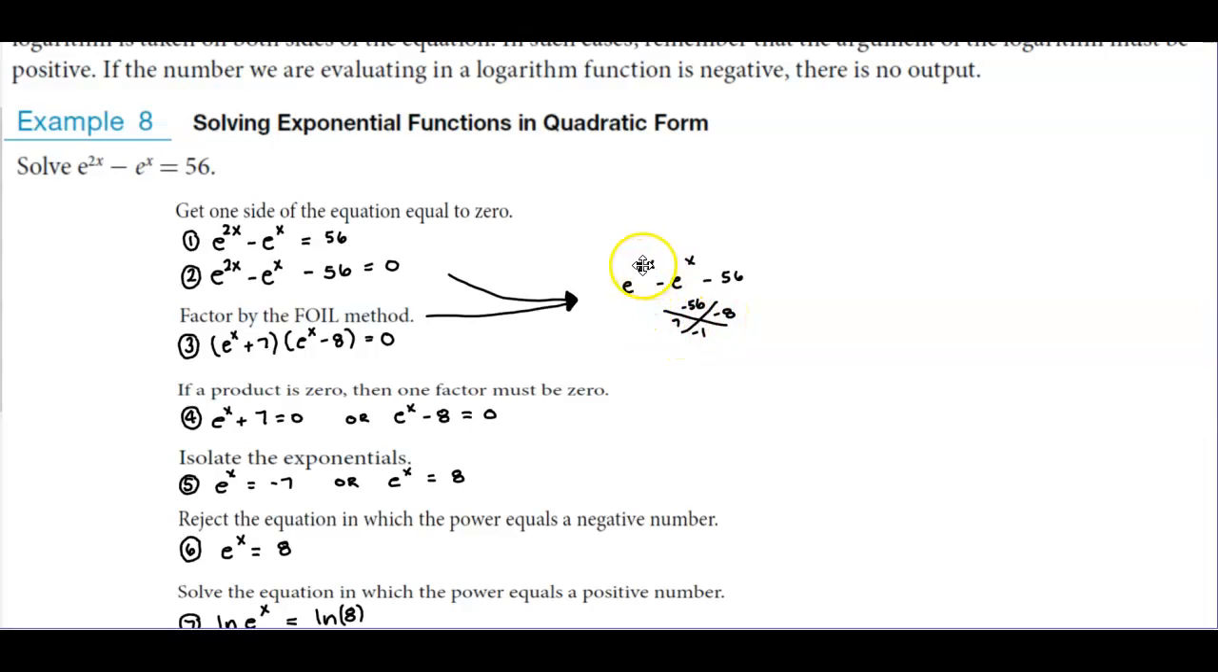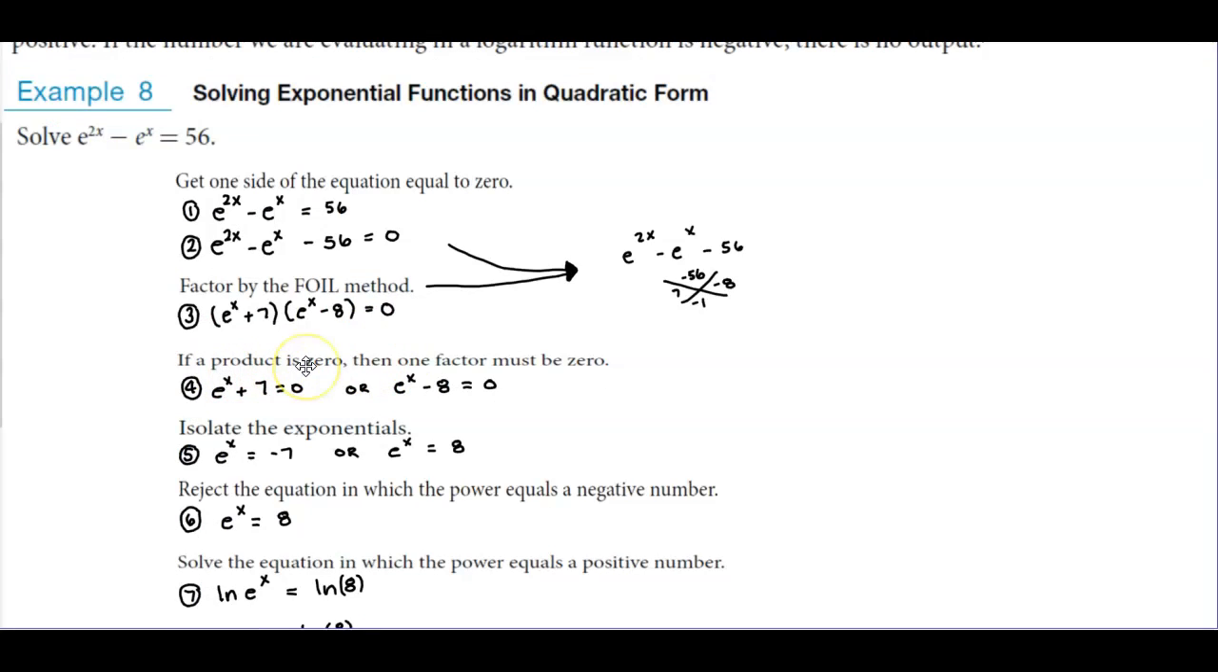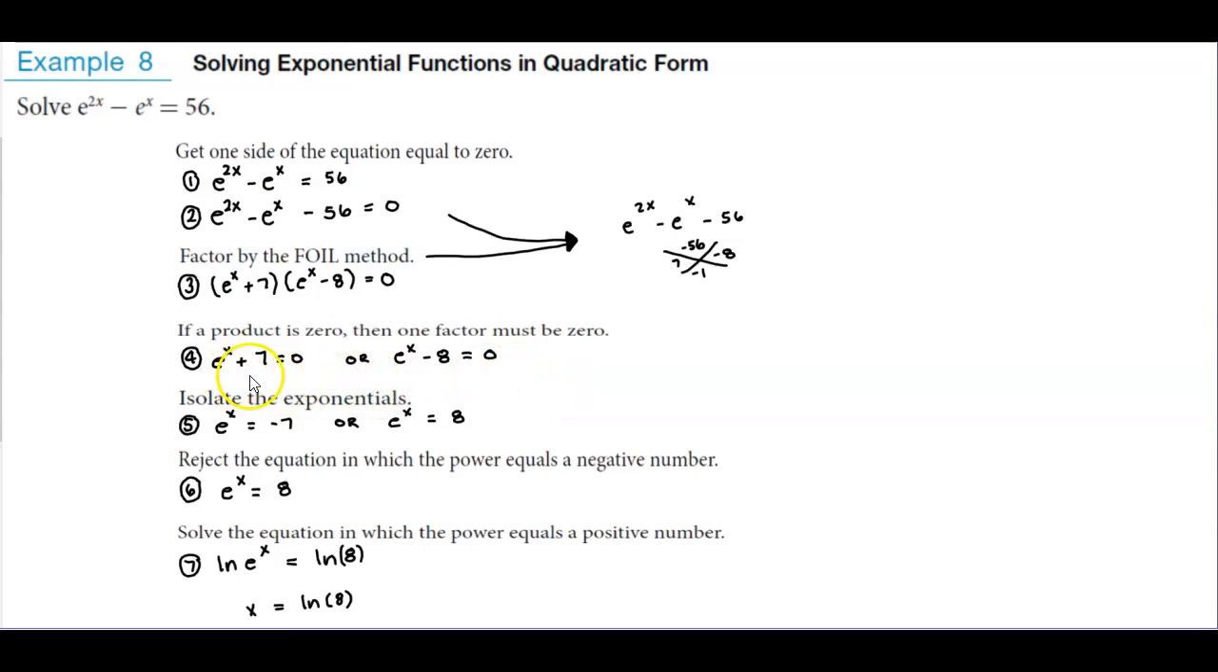And then what two values would we have to multiply to get e to the 2x? Well, it's e to the x times e to the x. So we have e to the x plus 7 times e to the x minus 8, which is equal to 0. And so in step 4, now we can use the zero product rule and set the factors equal to 0. So we have e to the x plus 7 equal to 0, or e to the x minus 8 is equal to 0.